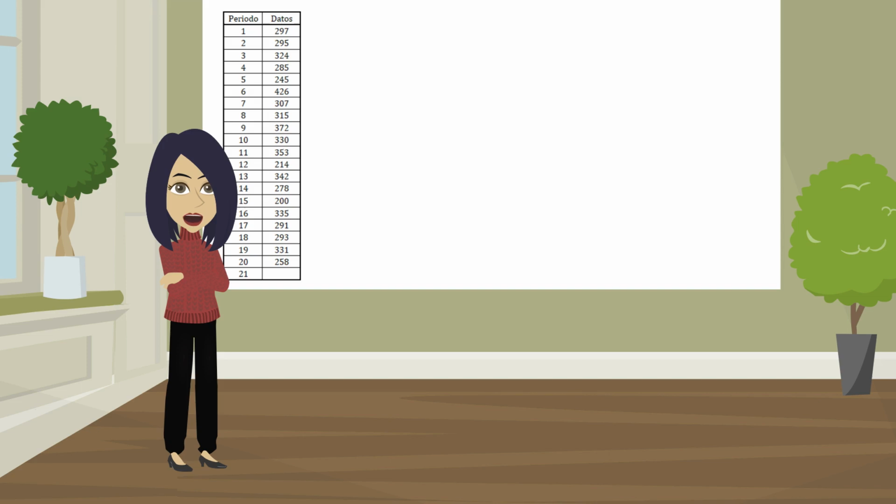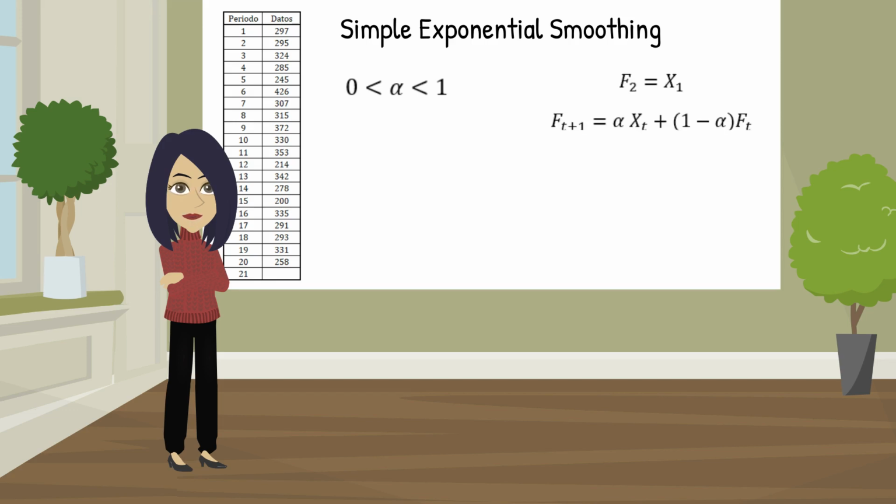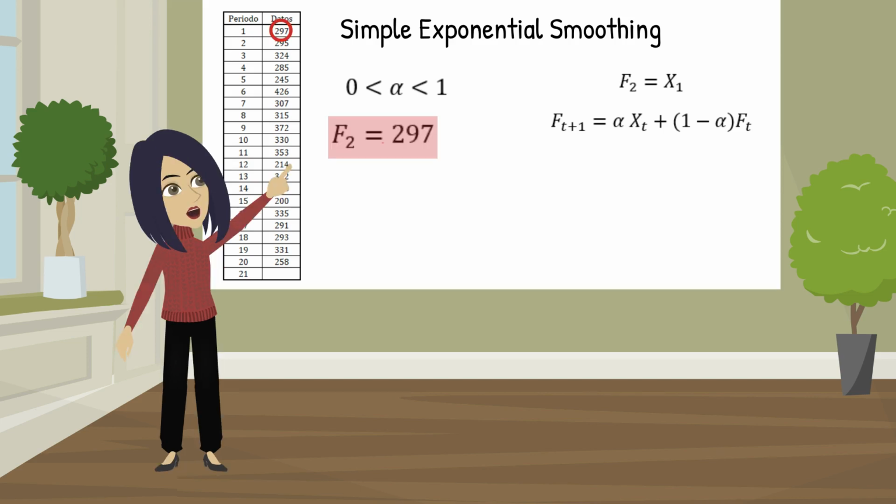The last of the methods we will study today is the simple exponential smoothing method. This method has a parameter called alpha, which must have a value between 0 and 1. This method is based on these two formulas. This means that the forecast for the second period will be the first data. But for later periods, the formula will be applied as alpha times the previous data, plus 1 minus alpha multiplied by the previous forecast. For example, for the series of data that we have here, the forecast for the second period will be the first data, which is 297.